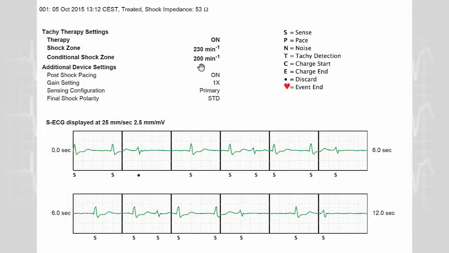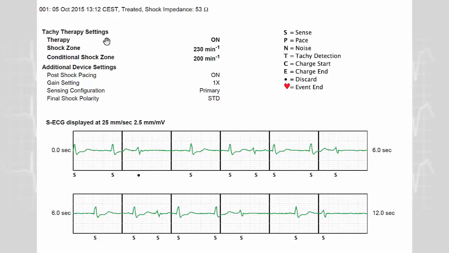This is a remote monitoring tracing in a patient with a subcutaneous ICD for ischemic cardiomyopathy, who presented with multiple episodes of arrhythmia. You can see here the first episode. You have the date and the hour of the episode. This episode was treated with a shock delivered with an impedance of 53 ohms.